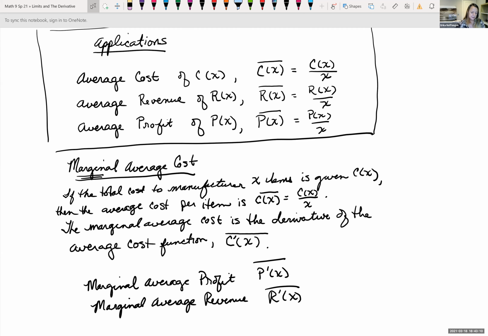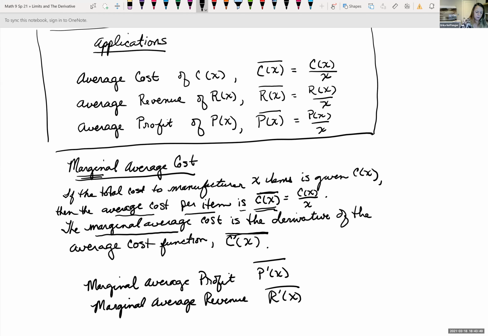function divided by x. If we're looking at marginal, when it has the word marginal in there, average cost, this is if the total cost of the manufacturer X items is given as C of X, then the average cost, which we just said, per item is that C of X, our cost function, denoted with that horizontal line over it, which is equal to our cost function divided by X. If we are looking at the marginal average cost, this is the derivative of this average cost function. And we could denote that with C prime of X with that horizontal line over it.